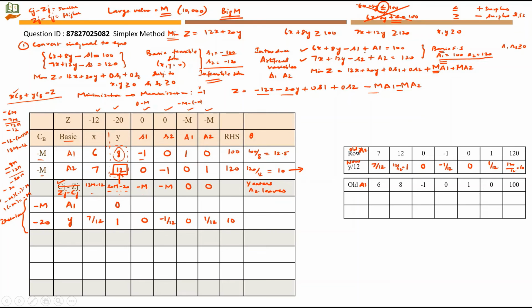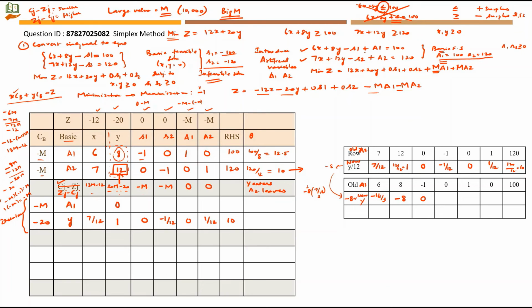So what I will do is minus 8 into the new y value. Minus 8 into 7 by 12: 4 2s are 8 and 4 3s are 12, so minus 14 by 3. Minus 8 into 1 will give me minus 8. Then I have 0 here. Minus 8 into 0 will give me 0. So this is the new y. I have to multiply this by minus 8. That computation only I am doing here.